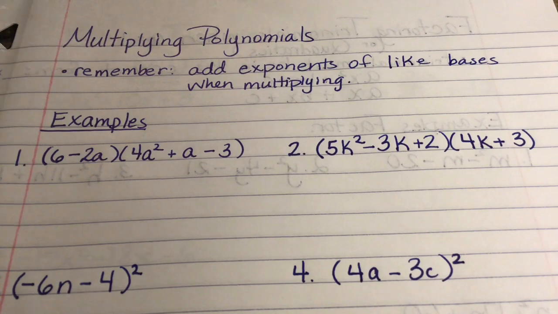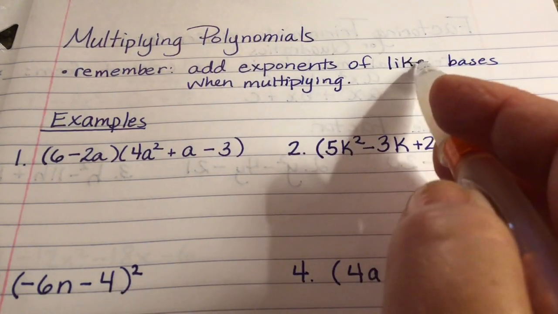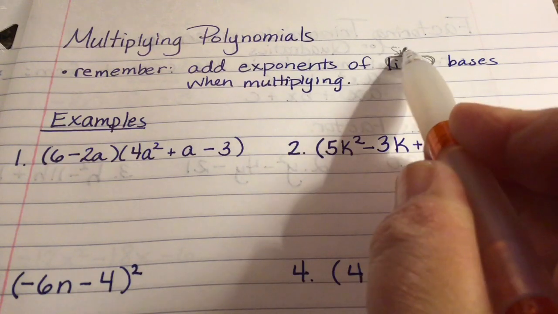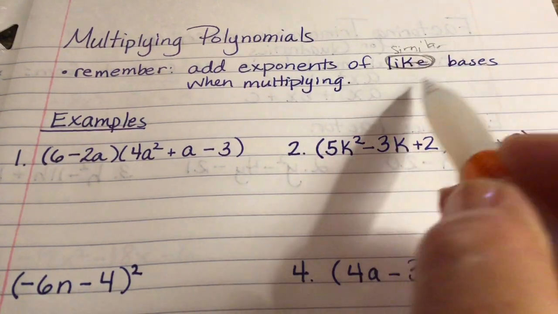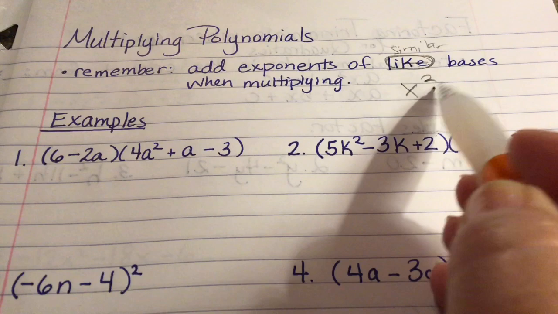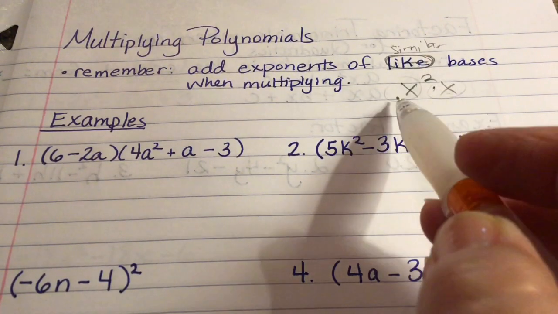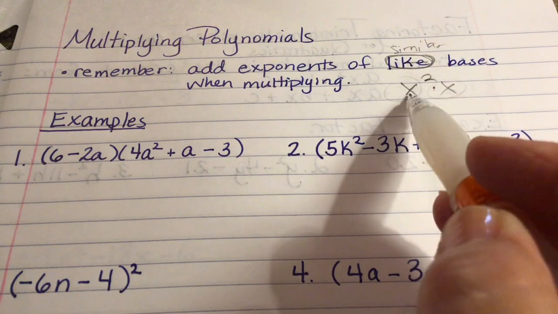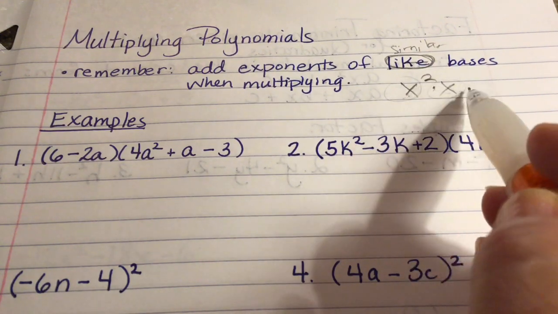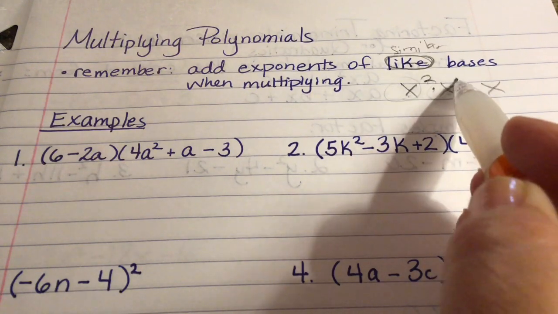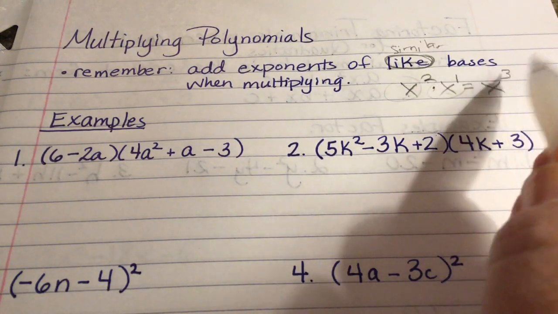And actually, it doesn't have to be like bases. Similar bases, not necessarily like. Similar is the better word. Because you can multiply x squared times x. Those aren't like terms, but they're both x. You can still multiply x squared times x, you get x, and then add your exponents. 2 plus 1 is 3.